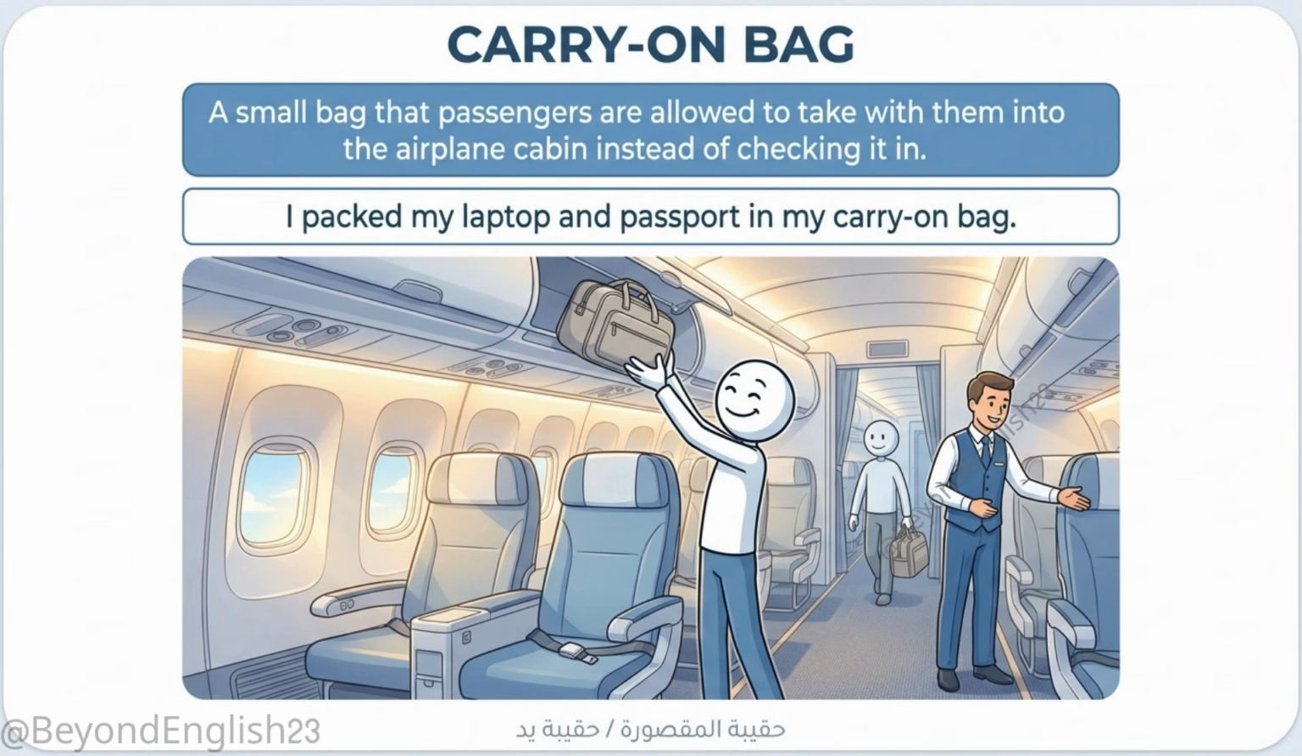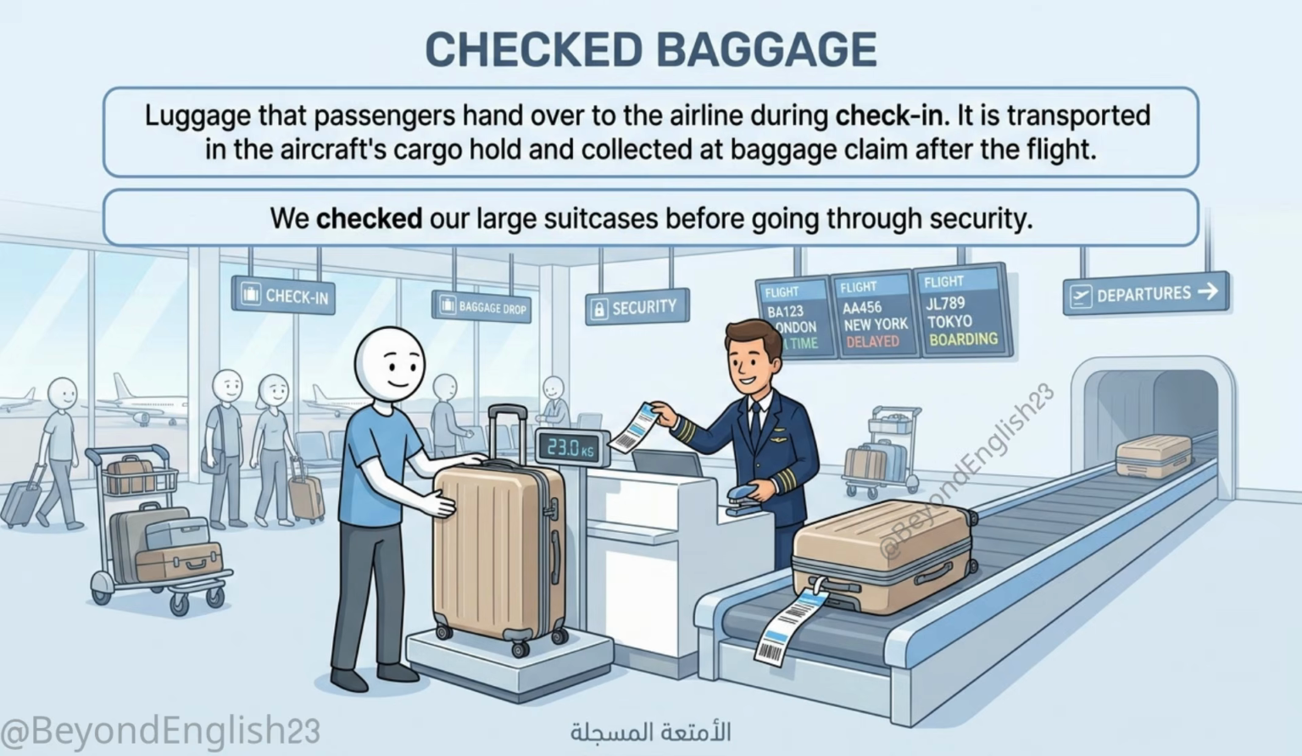Example: she packed her laptop and important documents in her carry-on bag. 4. Checked baggage. Checked baggage is luggage that passengers give to the airline at the check-in counter. It is stored in the aircraft's luggage compartment and collected after arriving at the destination.